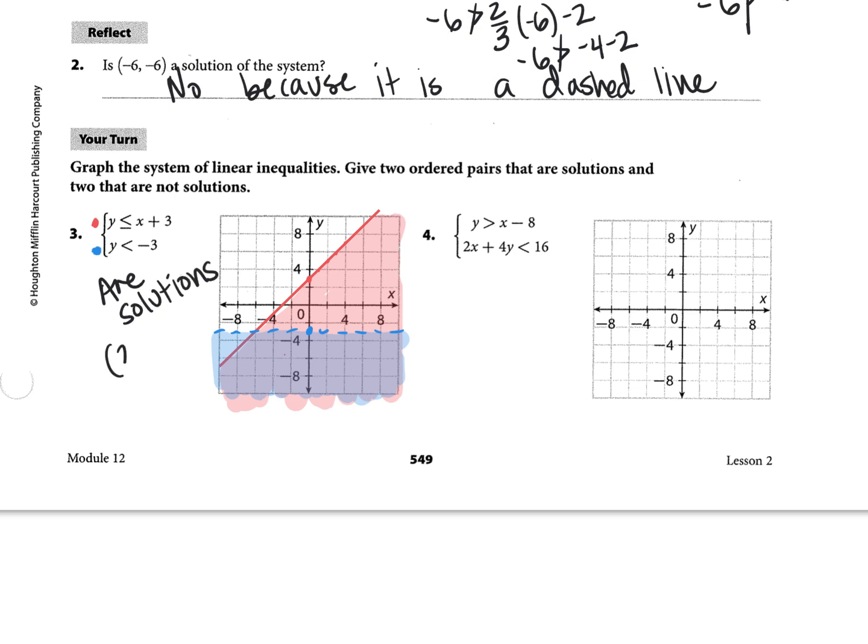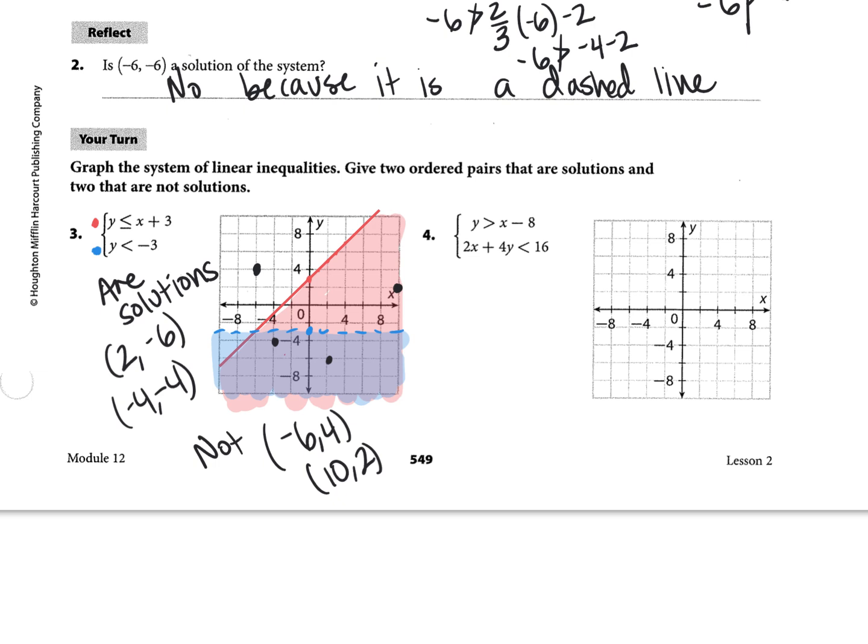We could do 2, -6, and -4, -4. And then the ones that are not, we could do -6, 4, which is not shaded by either. And 10, 2 is shaded with red, but not blue.